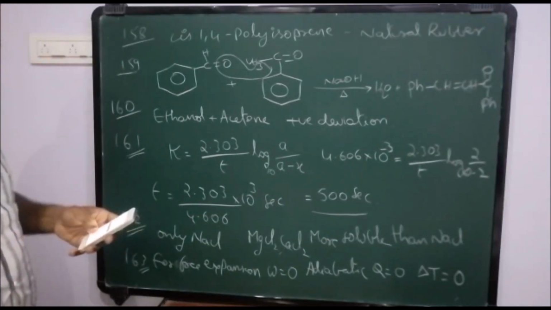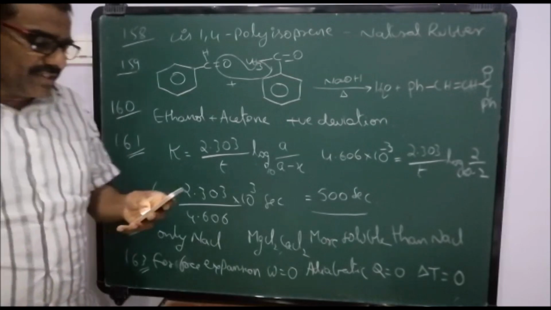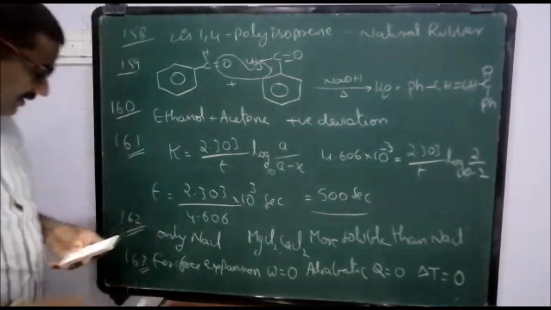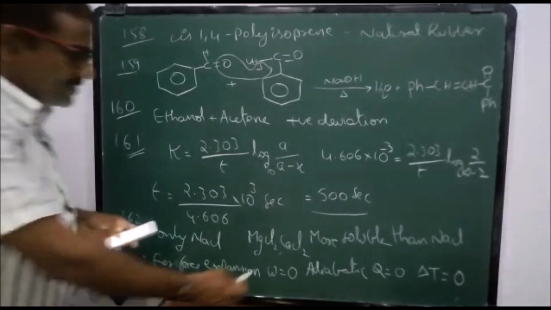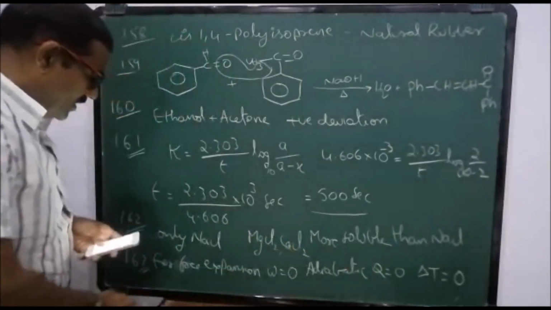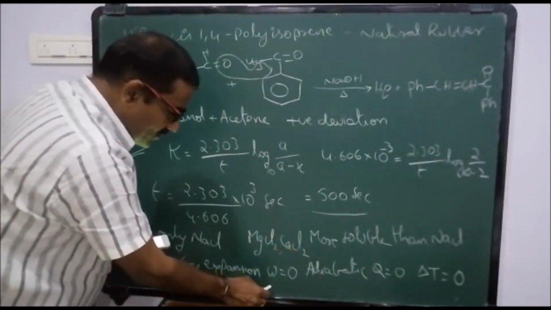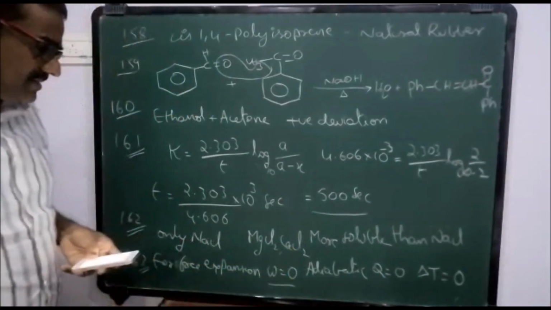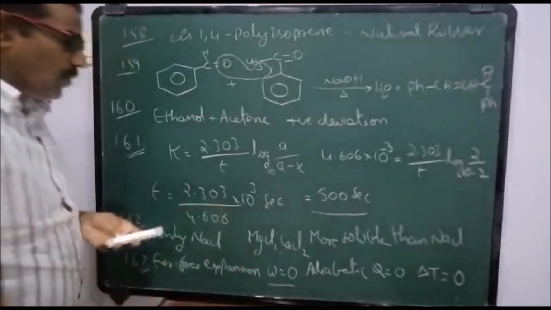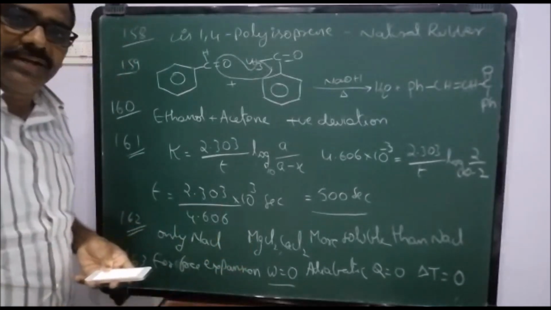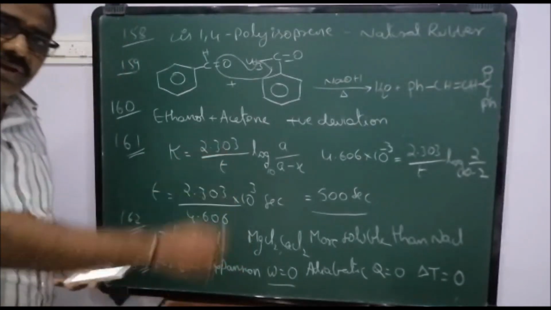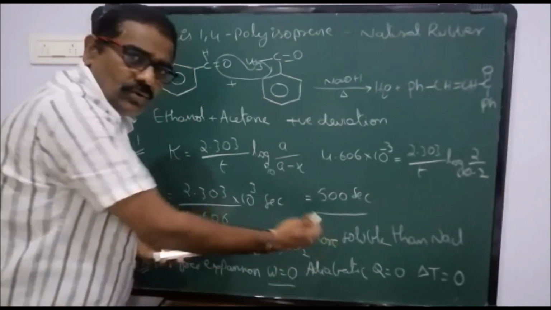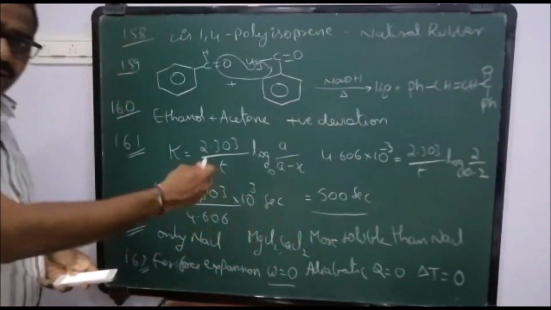Question number 163. The correct option for the free expansion of an ideal gas under adiabatic conditions is: under adiabatic conditions Q is equal to 0, and for free expansion W is equal to 0. If heat change doesn't take place, and there is also no work, automatically there is no change in temperature, and hence delta T is also equal to 0. So here W is equal to 0 and Q is equal to 0, as well as delta T is also equal to 0.